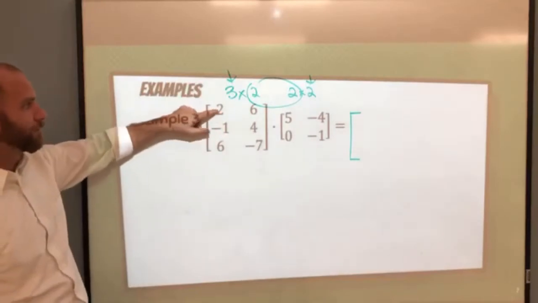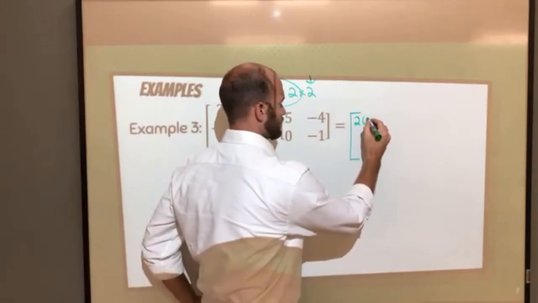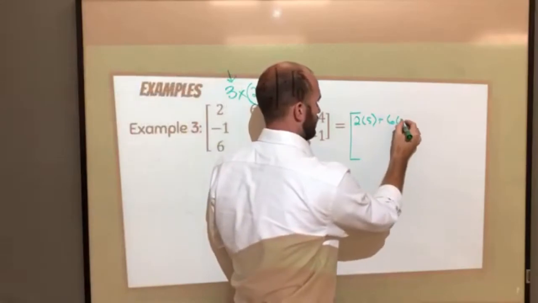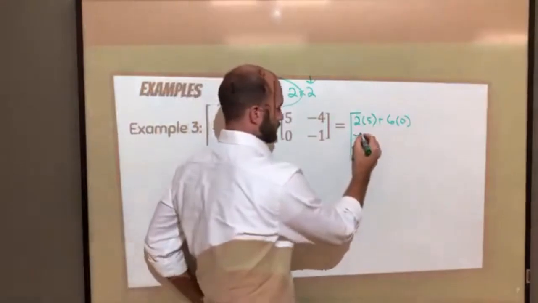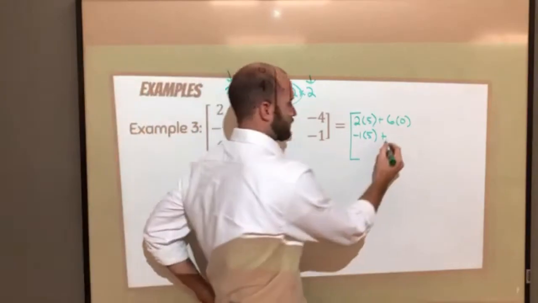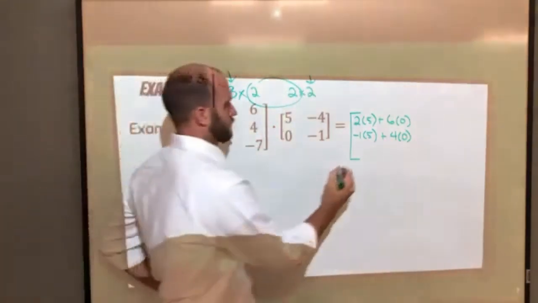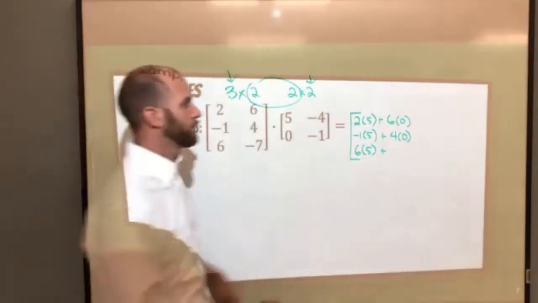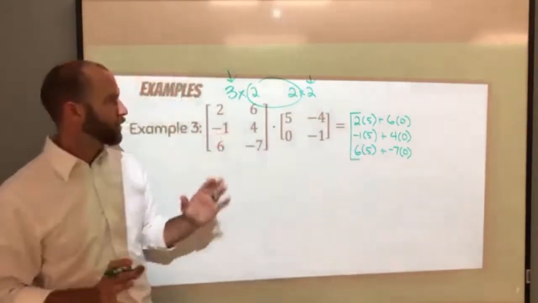And let's multiply. We're going to take the first row by the first column. So 2 times 5 plus 6 times 0. We're going to take negative 1 times 5 plus 4 times 0. We do 6 times 5 plus negative 7 times 0. Be careful with your signs right here. Make sure you don't lose a sign somewhere in there.